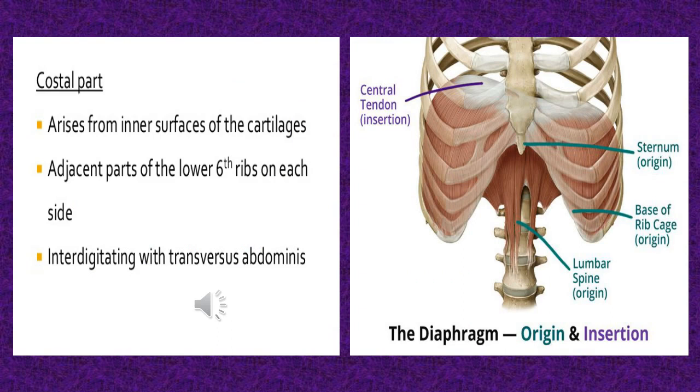The costal part arises from the inner surfaces of the cartilages and the adjacent parts of the lower six ribs on each side. It also interdigitates with the fibers of the transversus abdominis muscle.